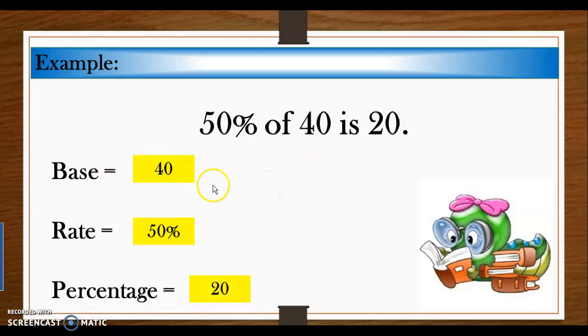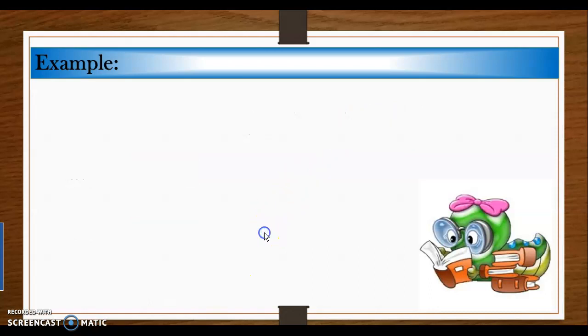Meron pang mga word clues dyan. Kung ang rate, ang clue niya ay meron siyang percent sign, ang base naman, it always follows the word of. Lagi siyang sumusunod sa salitang of. Lagi yan. And then, yung percentage naman, minsan kasi nauna siya sa salitang is, pero lagi silang magkadikit. Is 20 o kaya 20 is, gano'n. Basta lagi siya nakadikit sa word na is.